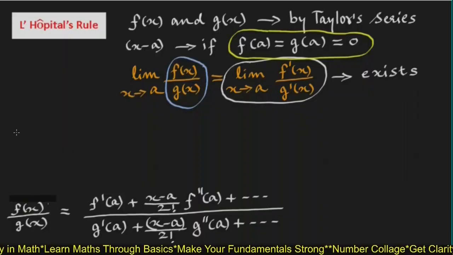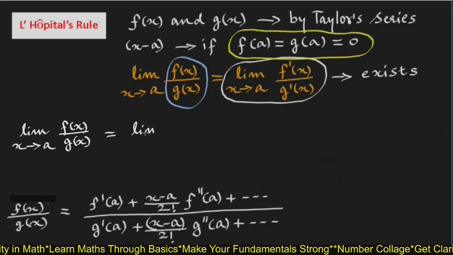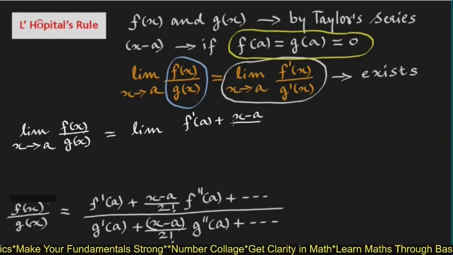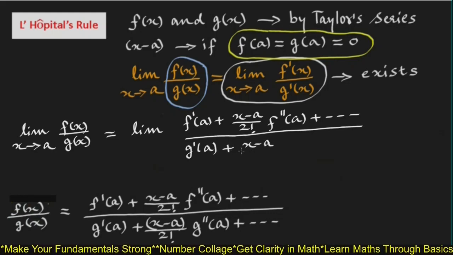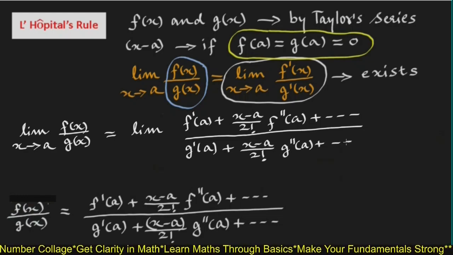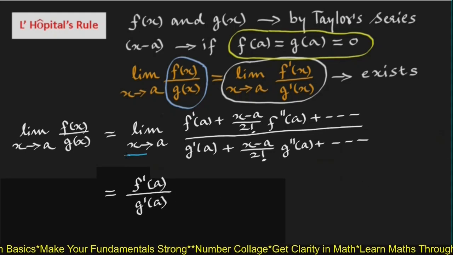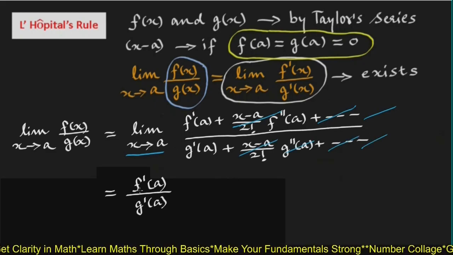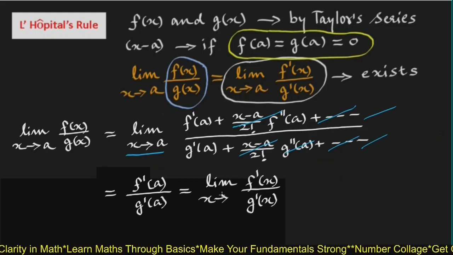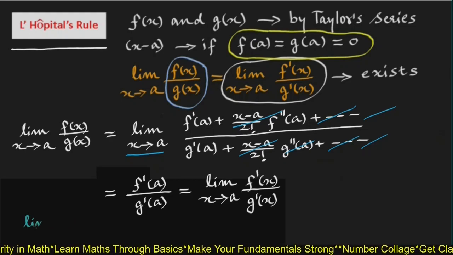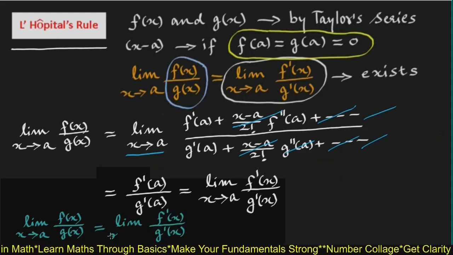Now taking limits on both sides as x tends to a, this will be the limit of f(x) upon g(x) as x tends to a equals the limit of f'(a) plus (x minus a) upon 2 factorial f''(a) plus so on and so forth, upon g'(a) plus (x minus a) upon 2 factorial g''(a) plus so on and so forth, as x tends to a. This will be f'(a) upon g'(a), because as x tends to a, all these terms will become 0. But f'(a) upon g'(a) is the limit of f'(x) upon g'(x) as x tends to a. Thus we get L'Hopital's rule: the limit of f(x) upon g(x) as x tends to a equals the limit of f'(x) upon g'(x) as x tends to a.